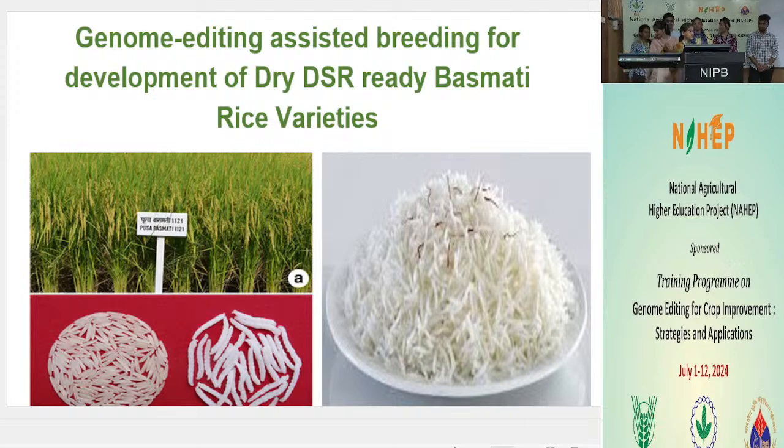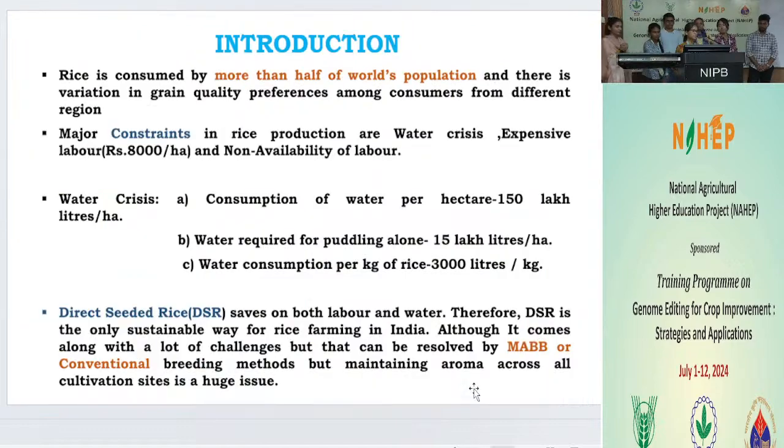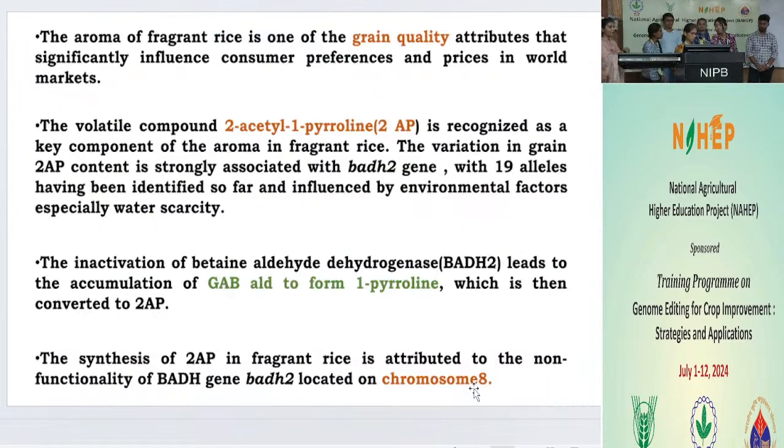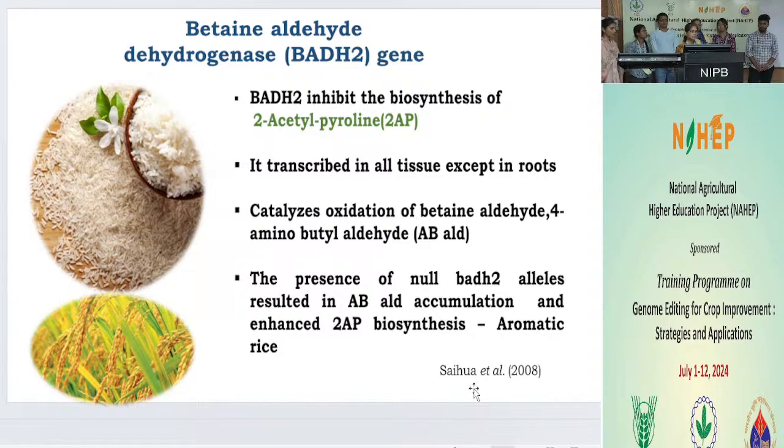So we have selected this gene because it is a negative regulator. We selected the BADH2 gene because it is a negative regulator of the aromatic compound 2-acetyl-1-pyrroline. So it is responsible for fragrance in rice. We have chosen to knock out this gene, and the BADH2 gene, to breed quality-improved rice cultivars for direct seeded rice.